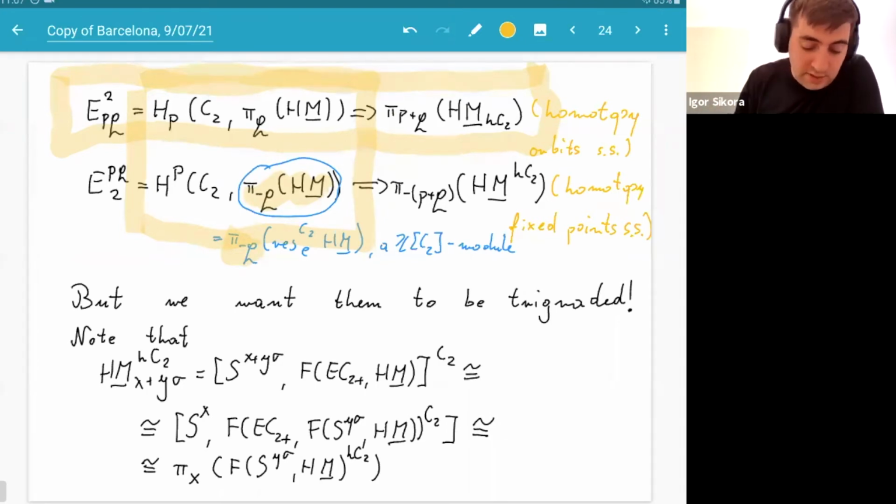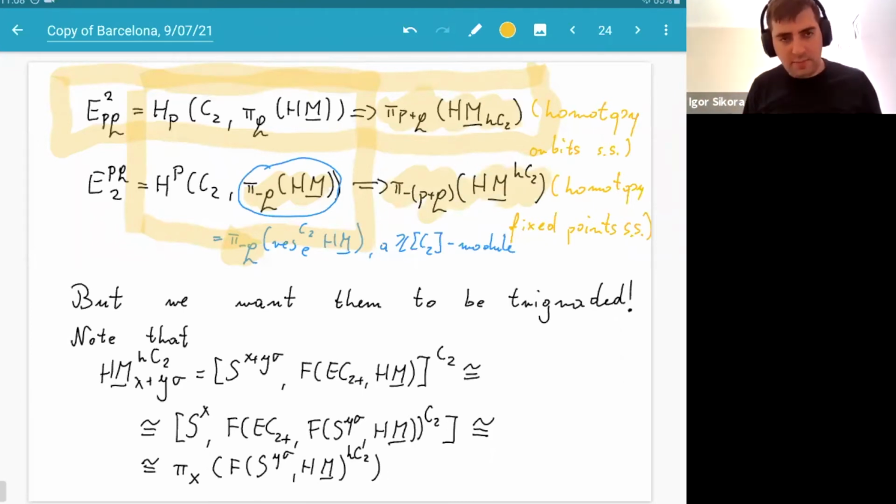So the first one, known as the homotopy orbit spectral sequence, converges to the Z-graded coefficients of the free spectrum. And the second one, the homotopy fixed point spectral sequence, converges to the coefficients of the Borel completion. But actually, we want these spectral sequences to be tri-graded to compute not only the Z-graded coefficients of the spectra, but the RC2-graded coefficients of the spectra.